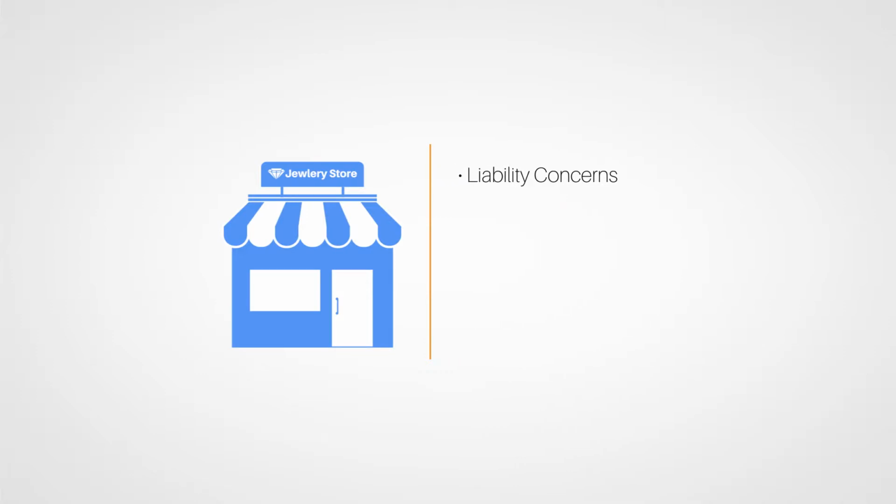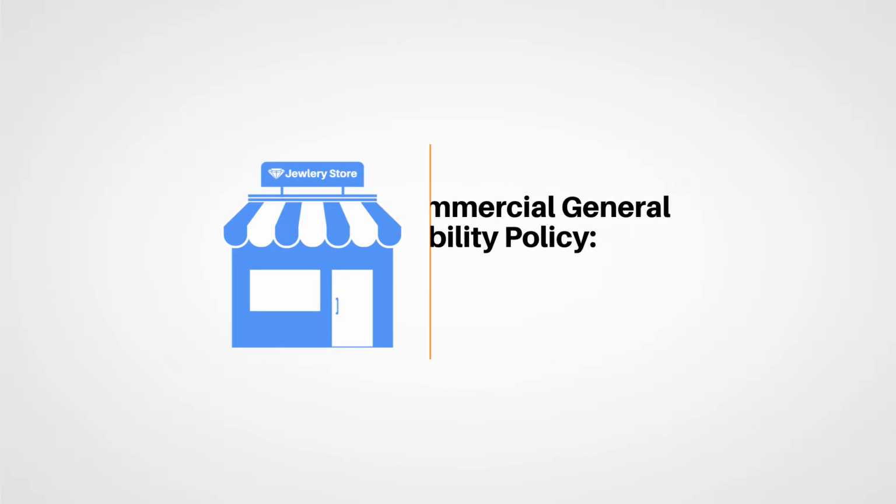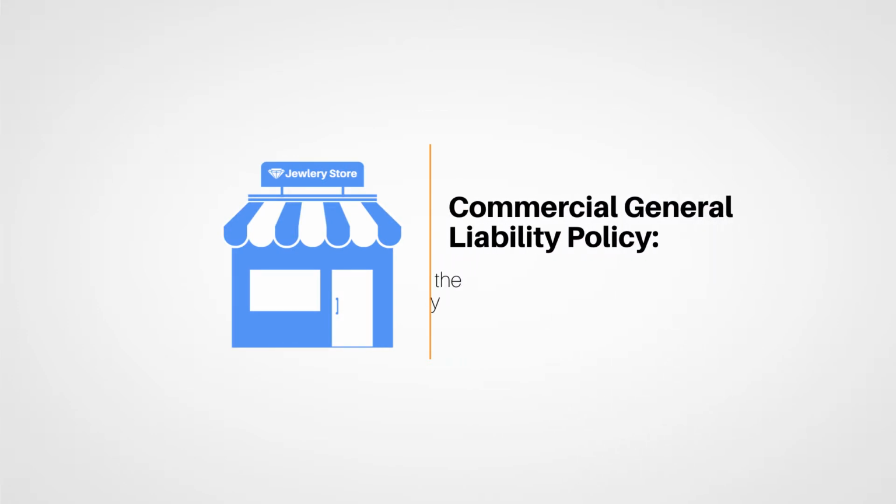While there are monoline commercial contracts, they're much less common than a commercial policy package. For example, jewelry stores have a lot of risks: liability concerns, injuries on the premises, inventory losses, loss or damage to customers' jewelry in the jeweler's possession, as well as many more exposures. Selling the jeweler a commercial general liability policy would probably be insufficient in the event of theft or robbery.